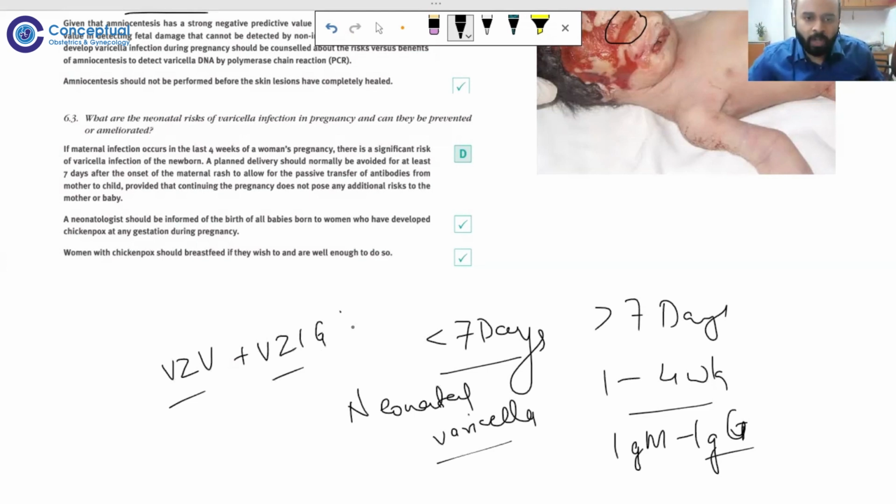Again, if I do not have this, I can also give IVIG. I did not have this in my center. VZIG was not available as this patient was delivered late in the night. So we gave this baby IVIG through intravenous route.